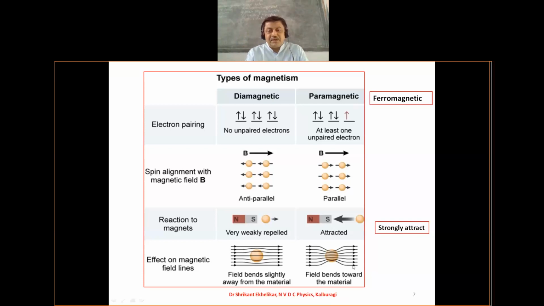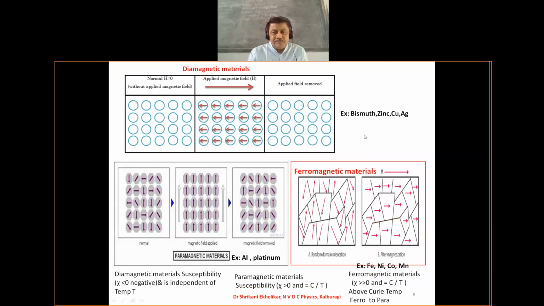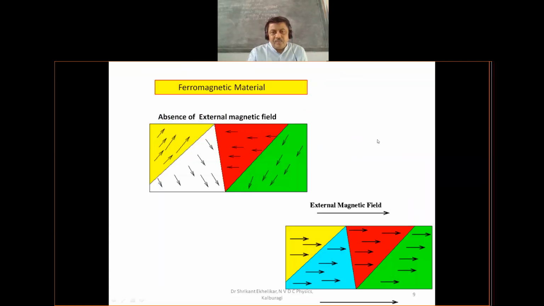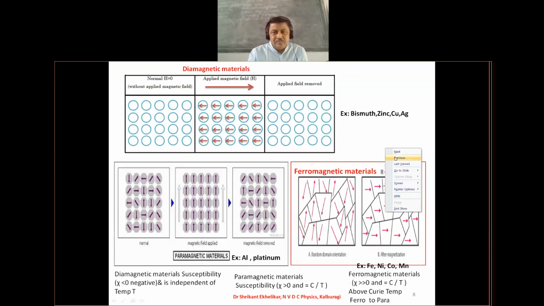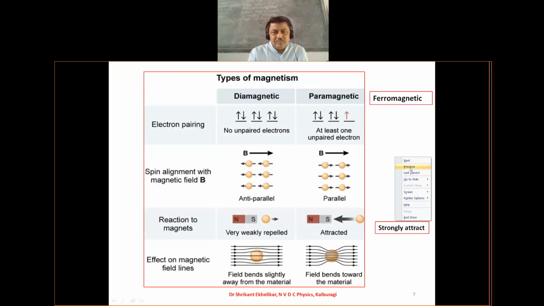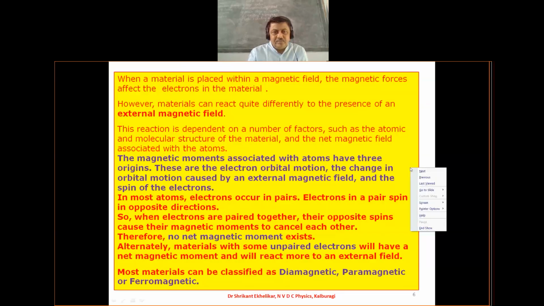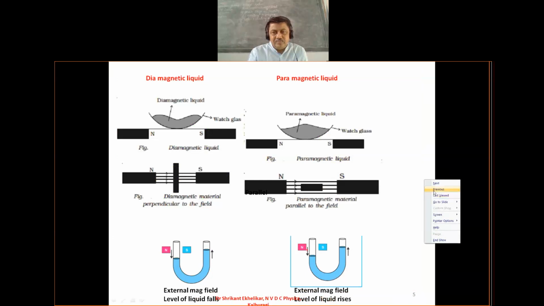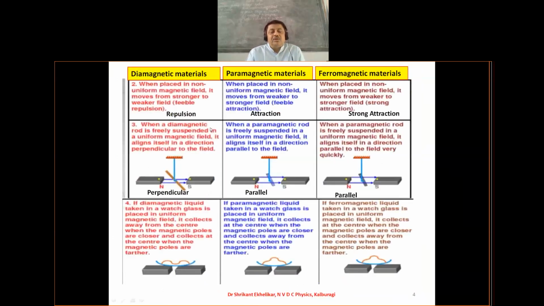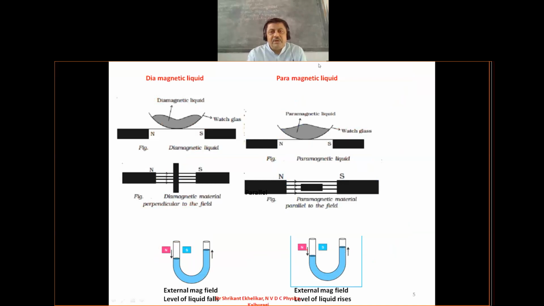So I will show some more slides for this. Same properties, some are important. So same thing once again, I'll show by some other slide. Just want to repeat.